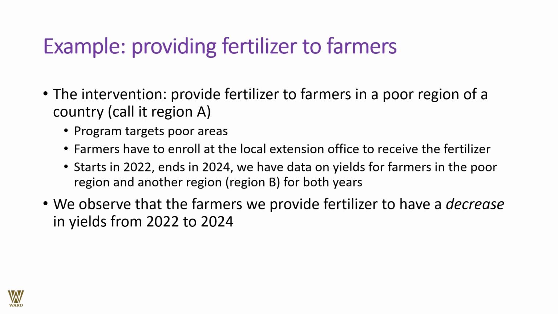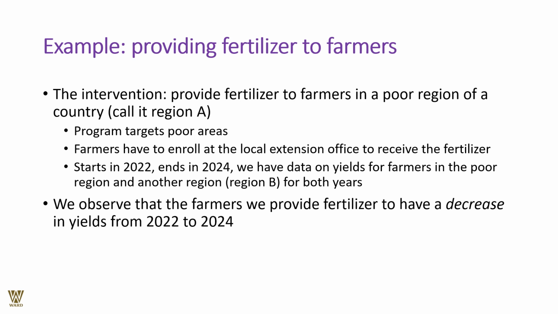Let me give you an example of providing fertilizers to farmers. The intervention, probably yes: providing fertilizers to farmers in poorer regions, definitely. And you can name any country for that matter. So I'm just calling it region A. So the program targets poor areas. Farmers will have to enroll with the local extension office to receive the fertilizer. It started way back in 2022 and probably ends in 2024. And if we have the data, you will see the farmers in the poor region and another region for both the years, an advanced place and a developing place.